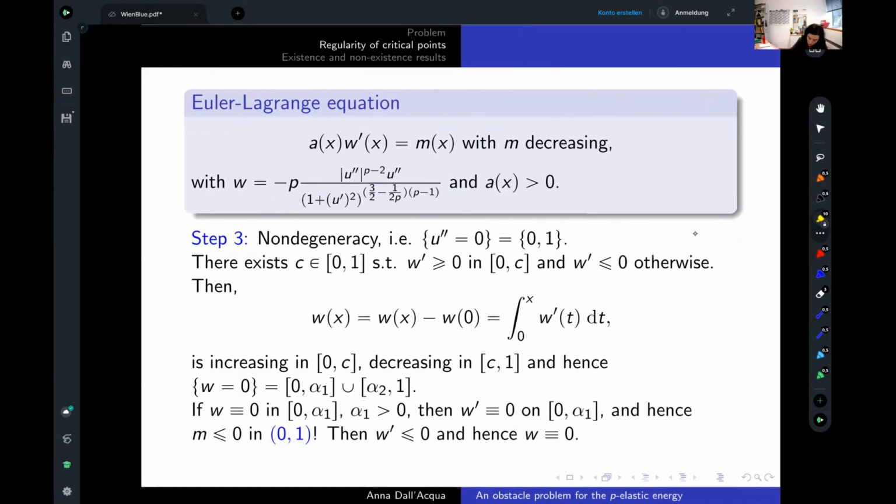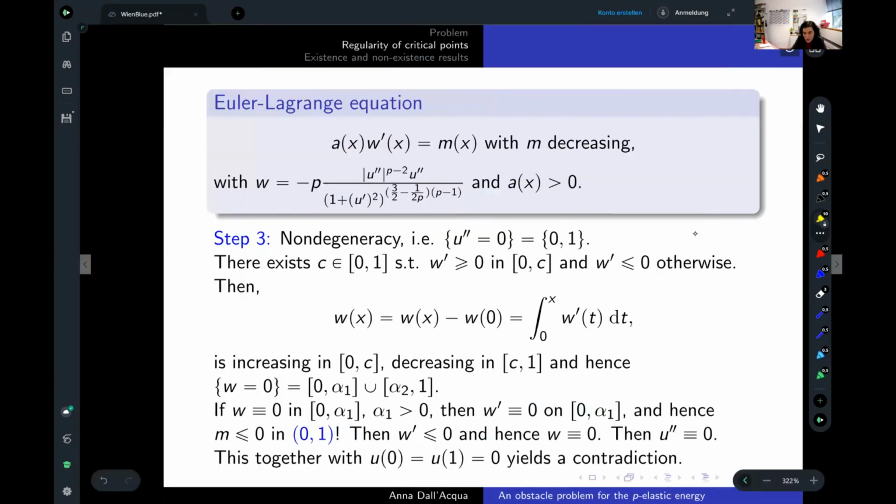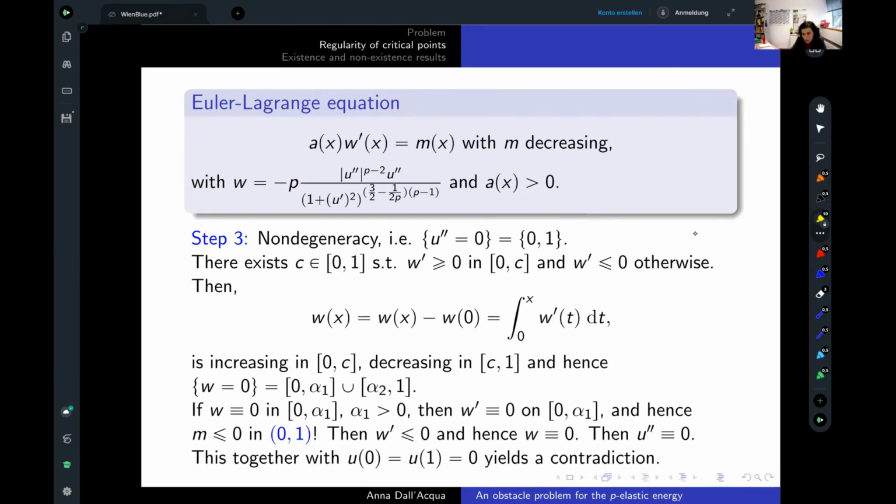Then we go back again. Now that we know that m is smaller than or equal to 0 in the entire interval, w prime has to be smaller than or equal to 0 in the entire interval. And hence, since it starts at 0, v has to be identically 0. From that, we follow that the second order derivative of u has to be identically 0, but since we have to be 0 at 0 and 1, then u has to be identically equal to 0.